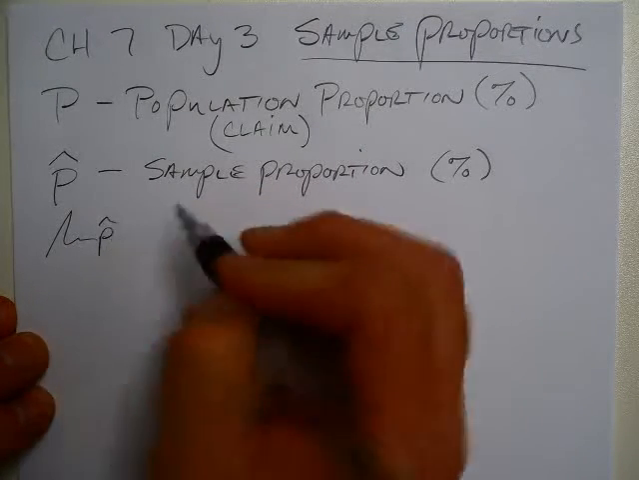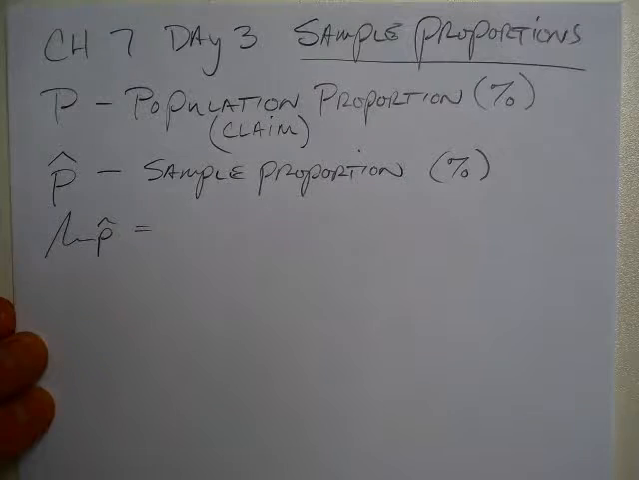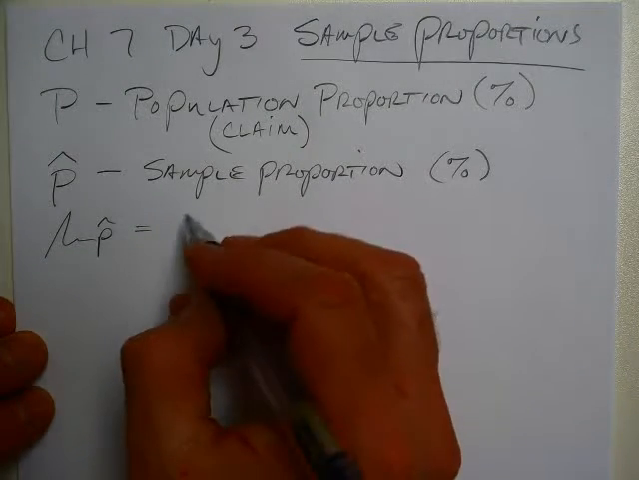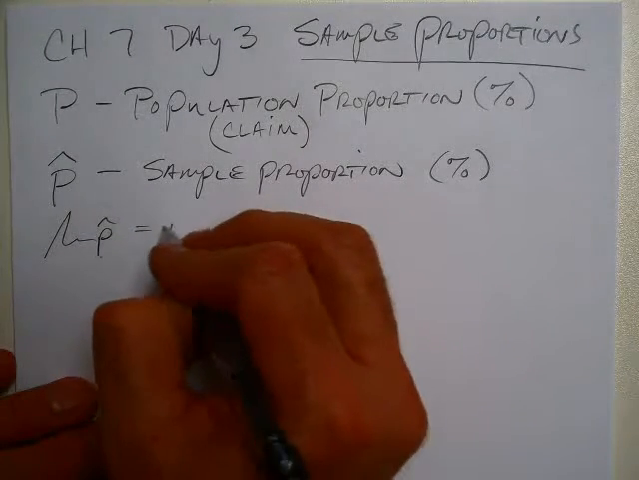Mu sub p hat, the average of p hats, what this is, it's the mean of many sample proportions.